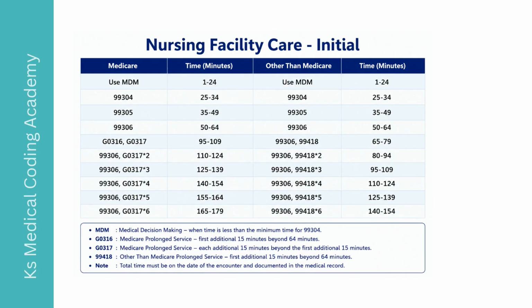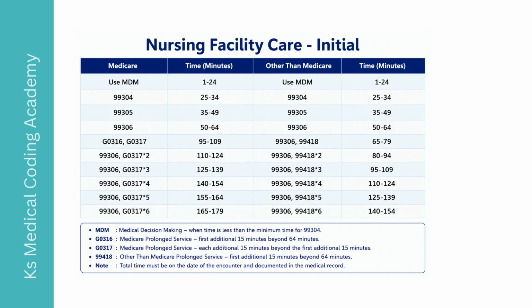Time-based coding begins with 99304 for 25 to 34 minutes, 99305 for 35 to 49 minutes, and 99306 for 50 to 64 minutes. When the total time exceeds the maximum time for 99306, Medicare allows reporting prolonged service code G0317 for each additional 15-minute increment. The first prolonged service is reported after the required time threshold has been met.